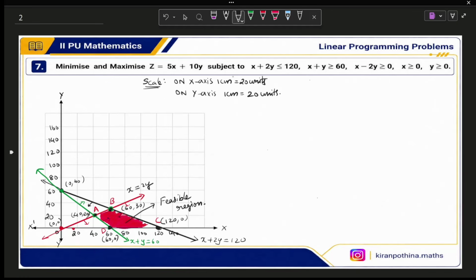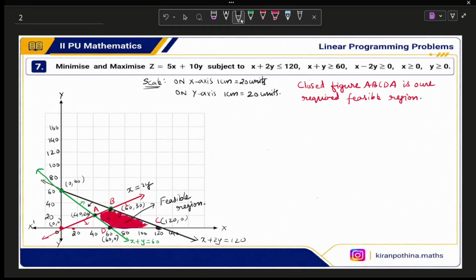Okay, see, after finding the feasible region we now have 4 points A, B, C, D. What I will write here is: closed figure ABCDA is our required feasible region. Okay, now we have the feasible region.